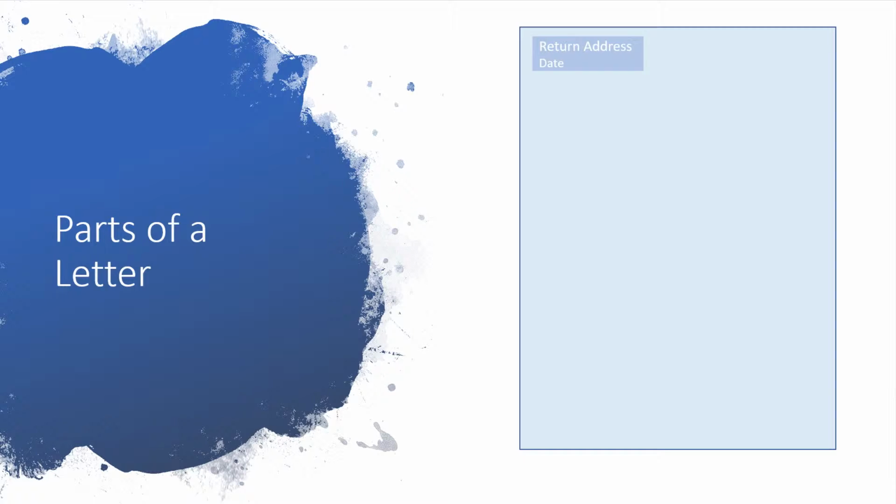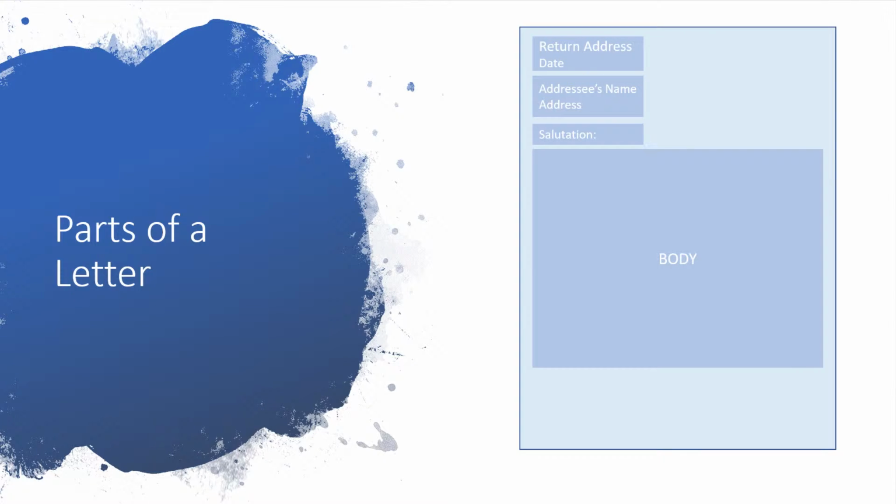The return address is on the top of the page, followed by the date. If you are using a company letterhead, it'll often have the return address, so you only need to list the date you write the letter. The full name of your addressee follows along with their mailing address. The salutation often begins with a Dear Mr. or Ms., followed by the last name and a colon.